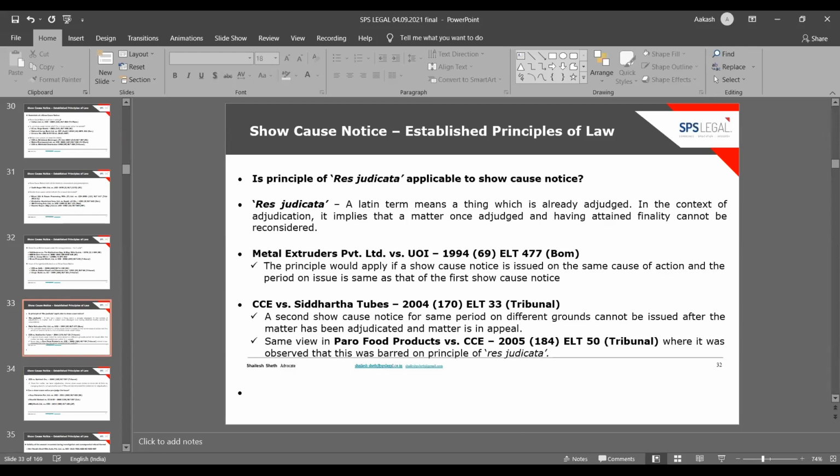In Metal Extruders case, the Bombay High Court has said this principle would apply if a show cause notice is issued on the same cause of action and for the same period, and the issue is the same as that of the first show cause notice, then the show cause notice will not be valid in law on the principle of res judicata. In Siddhartha Tubes also, the tribunal said that a second show cause notice for the same period on different grounds cannot be issued after the matter has been adjudicated. This is very interesting. If a show cause notice for a particular period is issued on a particular ground, and if it is adjudged in favor of the party, or while it is pending, suppose, then also the department cannot issue a fresh show cause notice for the same period on different grounds. And this was the same view which was taken even in Paro Food Products case.